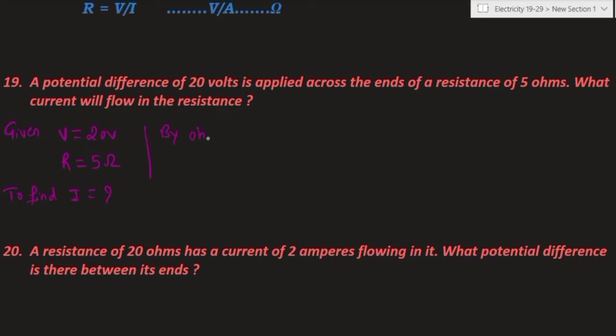To find current by Ohm's law, I can use V is equal to R into I. What is being asked in the problem? I, that is I is equal to V divided by R. Therefore V is 20, and resistance is 5. 5 fours are 20. Therefore I is equal to 4 ampere is the current. Let us move to the next question now.